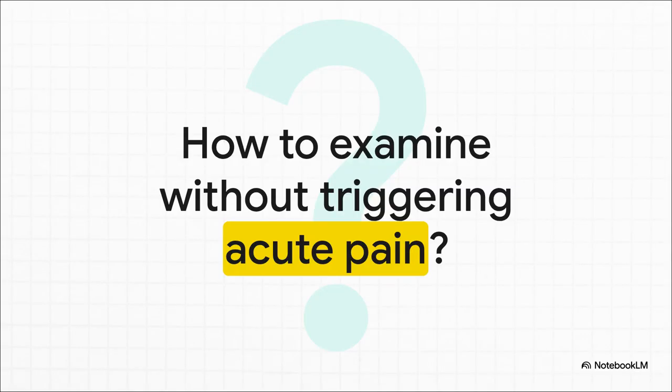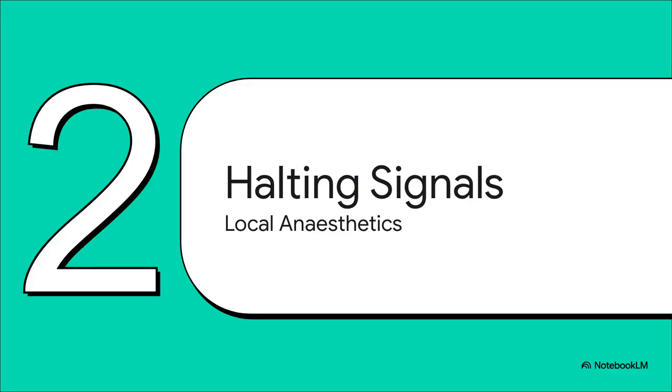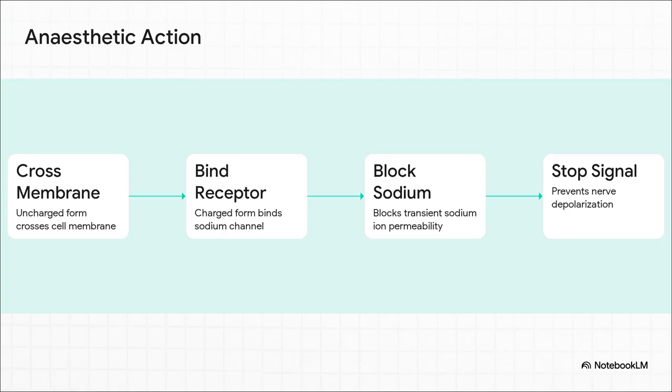Okay, so we've got the surface perfectly mapped out. But here is the challenge. How do we examine these highly sensitive structures or perform procedures like tonometry without triggering the eye's acute pain response? That brings us to part 2, halting signals, local anesthetics. Let's see how this builds into just an incredibly elegant sequence of pharmacological events.